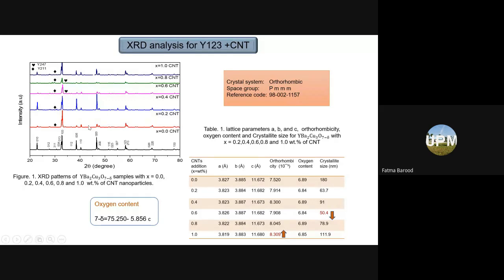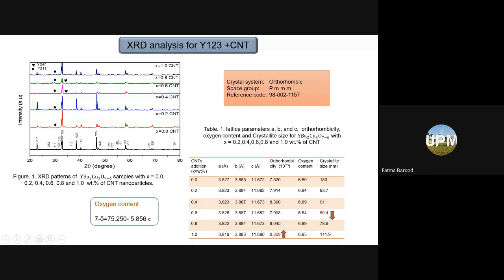This is the XRD result for YBCO with carbon nanotube addition. The figure shows the pure YBCO and carbon nanotube added samples. The single orthorhombic phase of Y123 is confirmed, and the major phase of Y123 was found in all samples. However, there were a few peaks referring to Y211 and Y247 secondary phases.